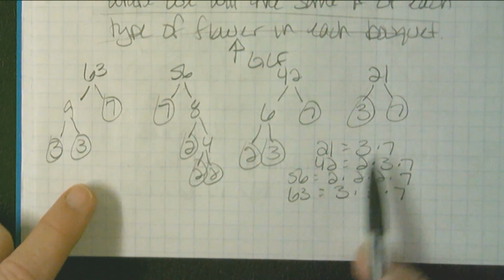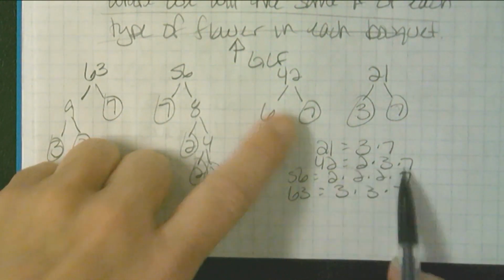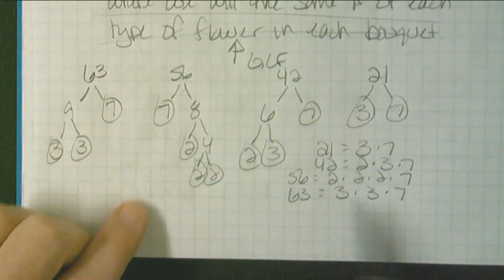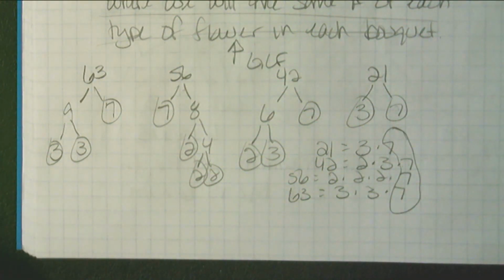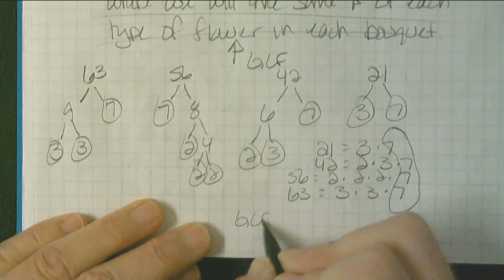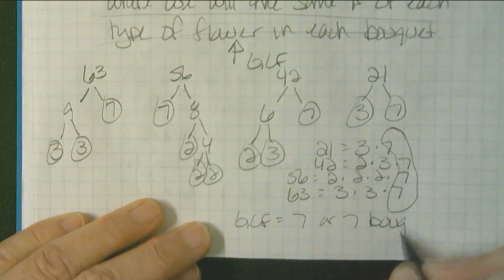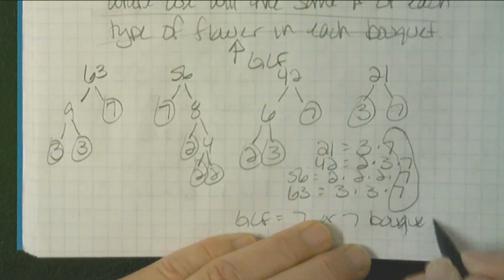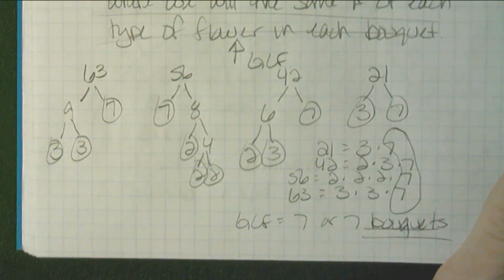Did I forget anything? 7 times 3, 2 times 2, 2 times 3 times 7, 2 times 2. I'm just making sure there's no 3 in here. Okay, so it looks like we can make 7 bouquets. So my GCF is 7, or 7 bouquets. That wasn't your question, Addie, but I want to make sure that I write that down properly.